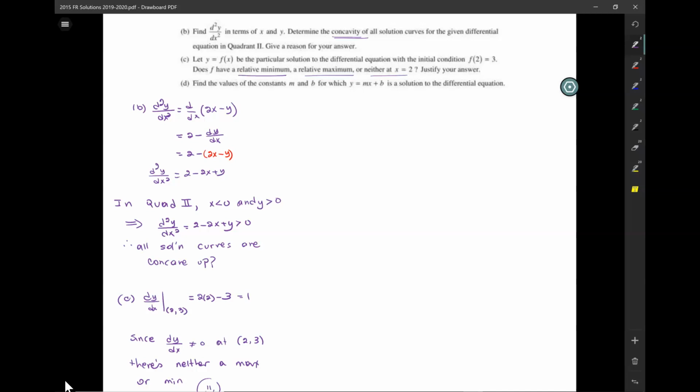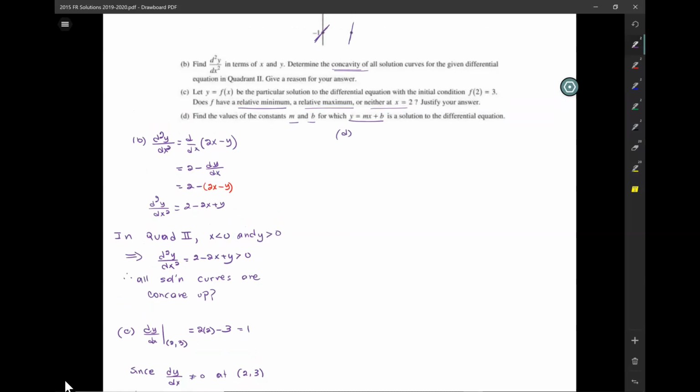I'll tell you about one problem after this one, part D. Find the values of the constants. Oh yeah, this one was a good one. Find the values of the constants m and b for which y equals mx plus b is a solution. If this is a solution to that curve, that means all the slopes are equal to each other, right? All the slopes have to be equal to each other.